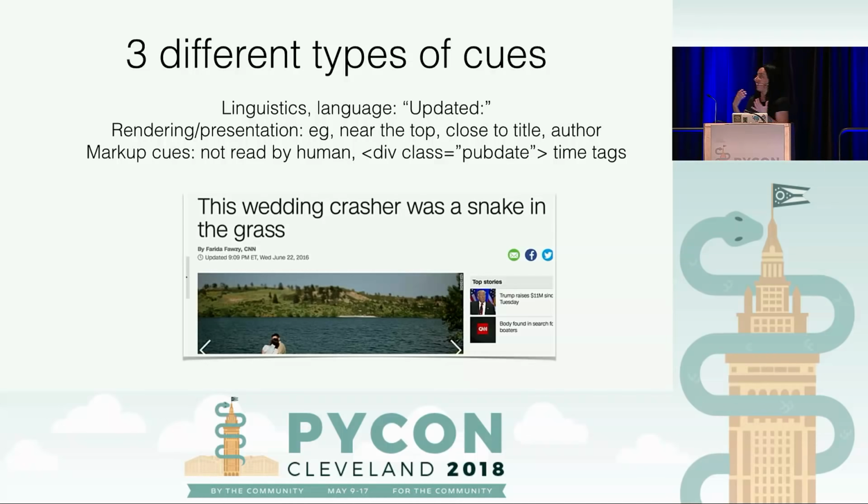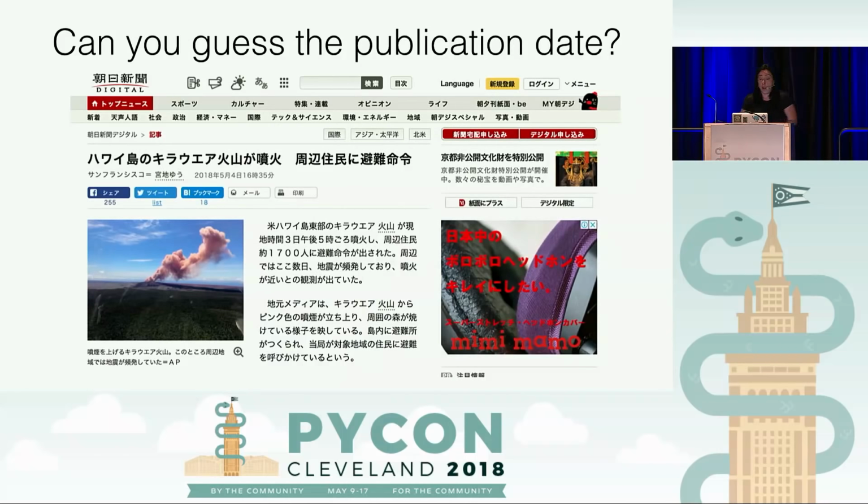But these are things that a human just reading the article doesn't see, but for us it has a lot of information as developers trying to solve this problem. So these cues are actually so strong that even in a language that we don't necessarily understand, we can still kind of muddle through and probably figure out when this was published, right? If you're a Japanese speaker or you read Chinese characters, sit this one out because it's probably easy for you as well.